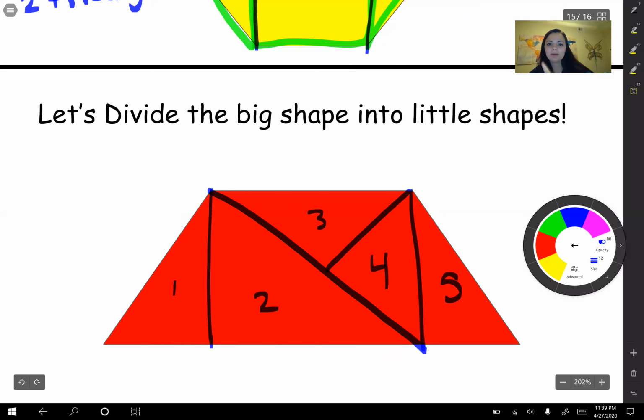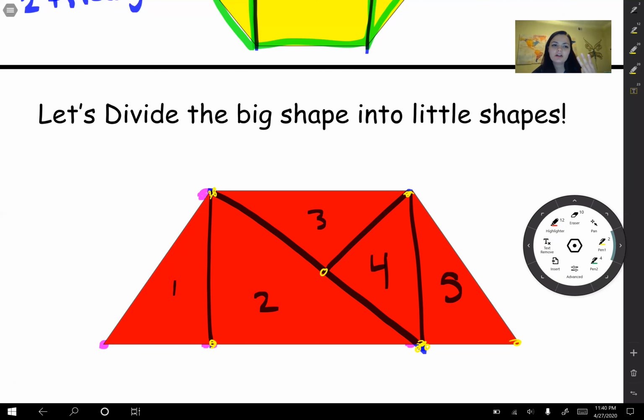And something about all of these shapes, they have something in common. Let's see if we can figure it out. 1, 2, 3. 1, 2, 3. 1, 2, 3. 1, 2, 3. All of them have 3 sides, so they are all triangles. Okay.